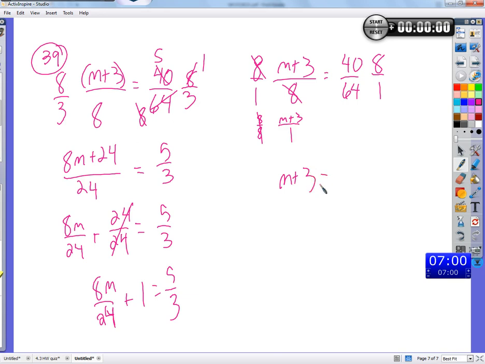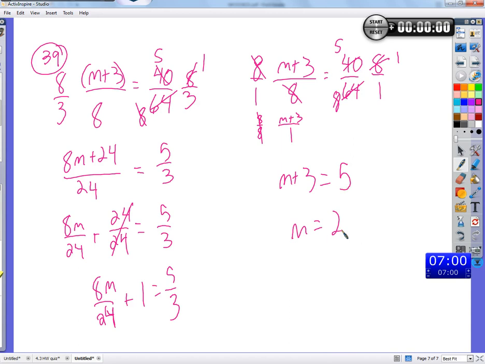Mm-hmm. Okay? And then you can simplify 64 and 8. And then you're left with 8, and 5. So just 5. Okay. Right? And then minus 3, minus 3 on each side. And then m equals 2.